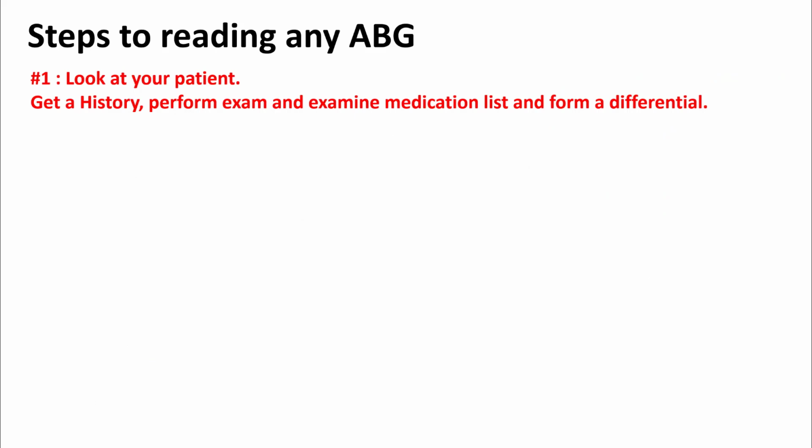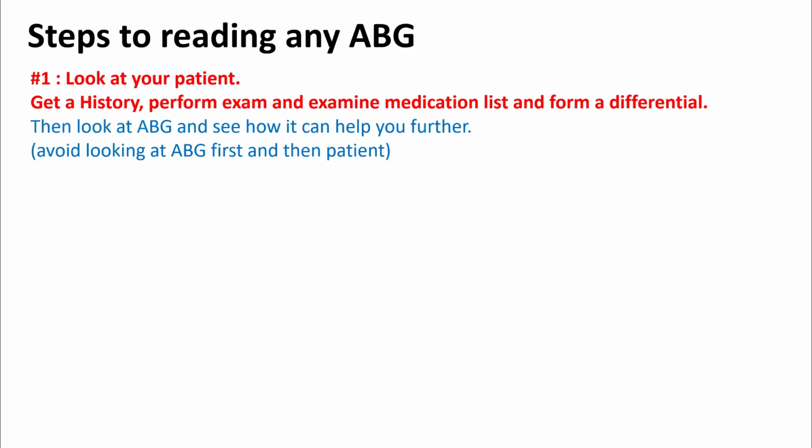So let's get started. As we discussed in our previous lecture, the first thing is you look at your patient, get a history, perform an exam, and then form a differential. Once you have a differential, then order a blood gas to see how it can help you further. Try to avoid looking at the ABG first and then the patient.